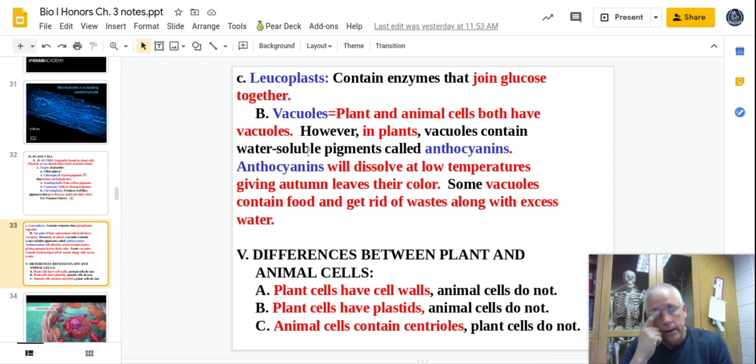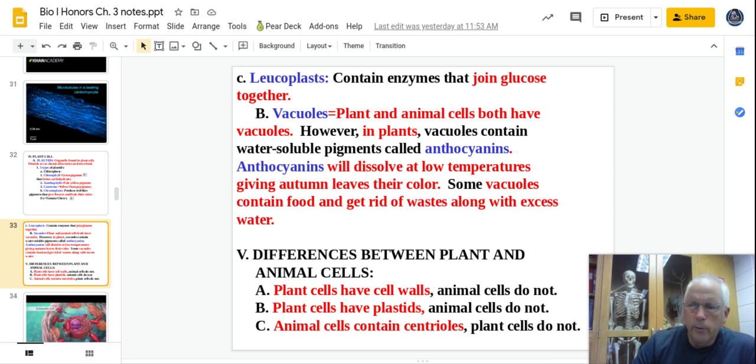I put vacuoles in there because now we have vacuoles too, so don't put this down as a difference. But I want to put this in there because of the fall leaves, sometimes we see reds out there. That's not chromoplast. Where do they come from? They come from something called anthocyanins. Vacuoles in a plant are a lot bigger, and they have these water-soluble pigments called anthocyanins, which, by the way, are very healthy for you.